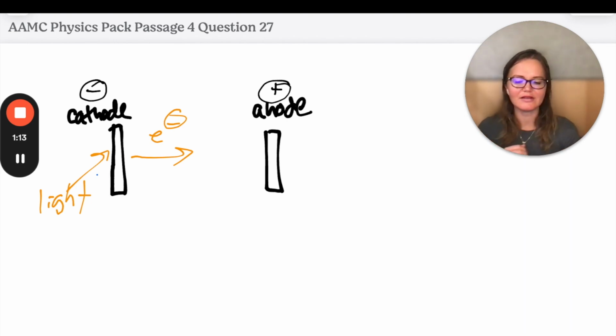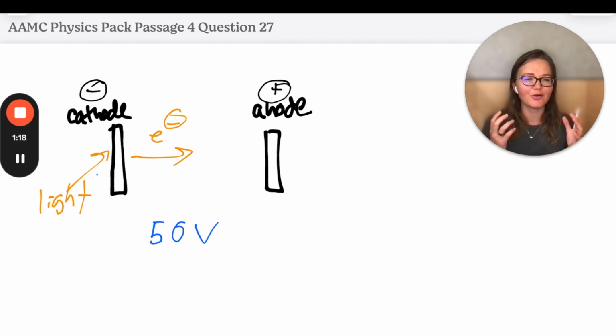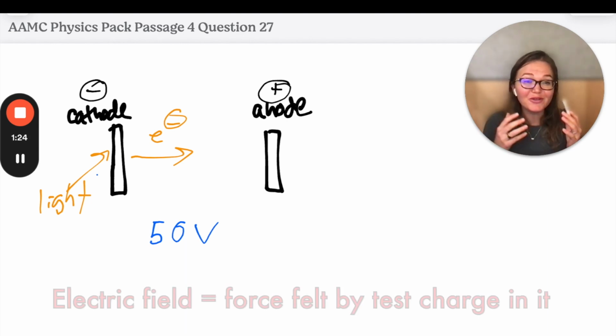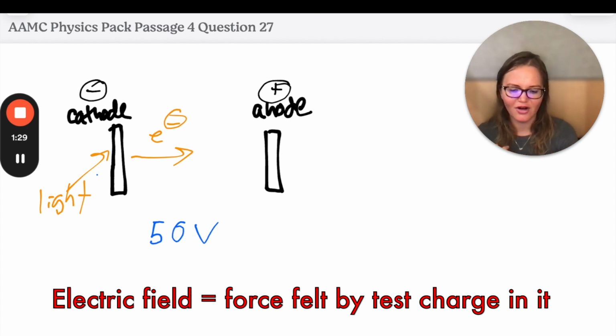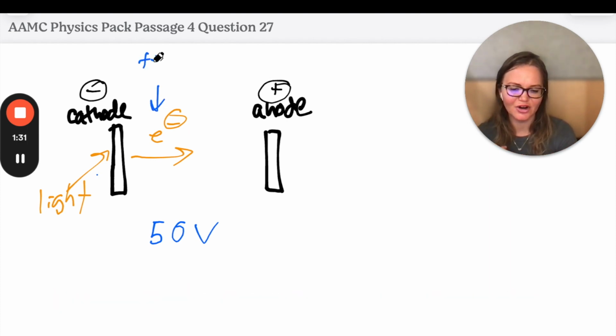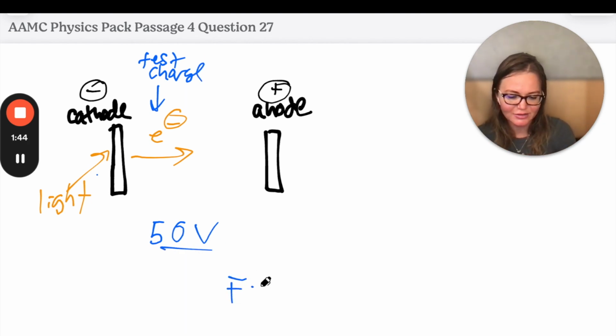We're told in the passage that between our cathode and our anode, there's an electric field of 50 volts. The definition of an electric field, at least one of the definitions, is the force felt by a test charge placed in it. In other words, you can think of our electron here like a test charge that's been placed in our electric field of 50 volts. So we know based off of that definition that our electron is experiencing a force.